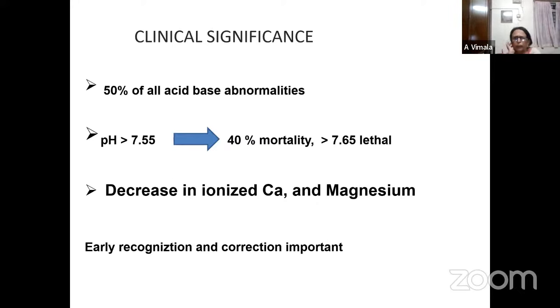Why are you so worried about this? Because it has clinical significance. It contributes to 50% of all acid-base abnormalities. When the pH is more than 7.55, the mortality is around 40 to 45%. More than 7.65, survival is very difficult. Why is it difficult? Because alkalosis reduces ionized calcium and ionized magnesium. It immediately produces cardiac arrhythmias and sudden death. So early recognition and correction is important.